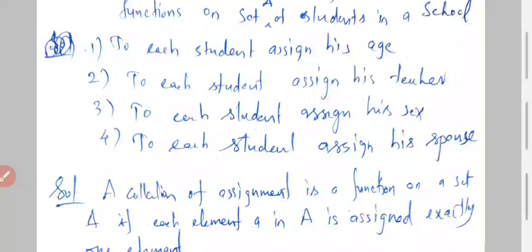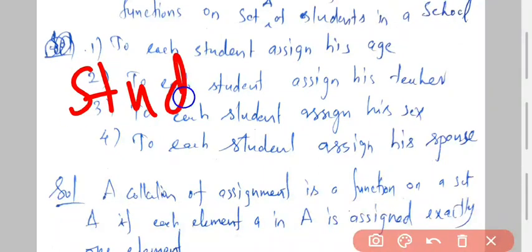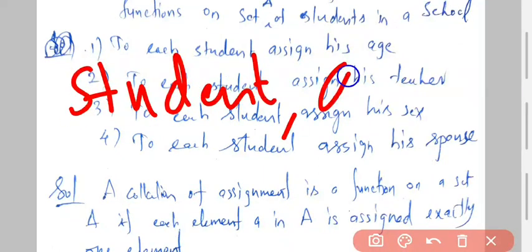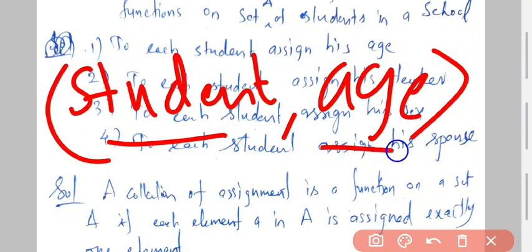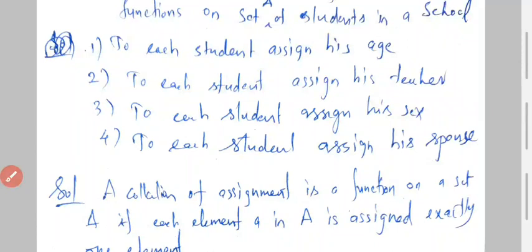We know that a student has only one age, right? It cannot have two ages. So clearly it is a function. Student, age, this is the ordered pair. Definitely one student has one age only, right? So it is a function.